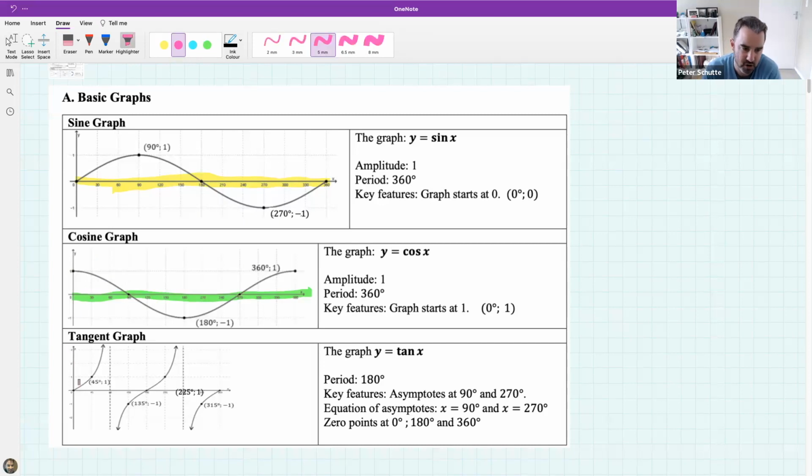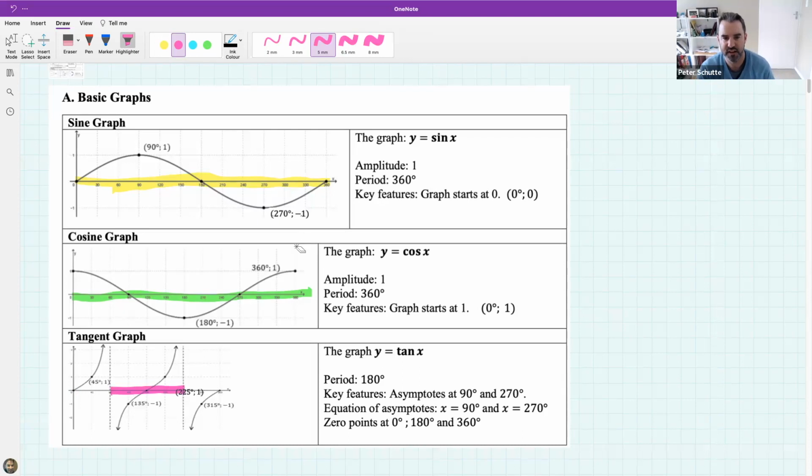And then the tan graph has a period of 180 degrees. So in fact, let me rather show you a full one like this. If we go from 90 to 270, that's a full tan graph. So that's an important difference.